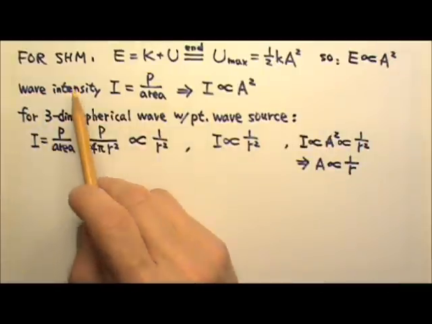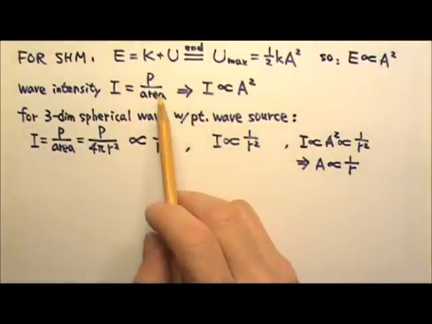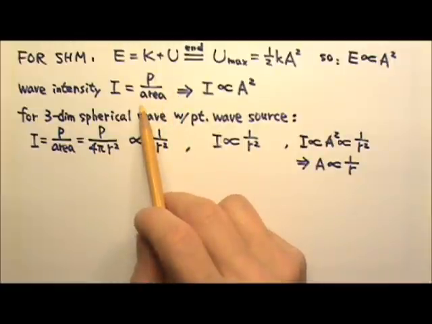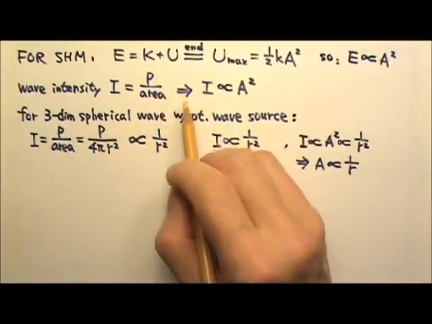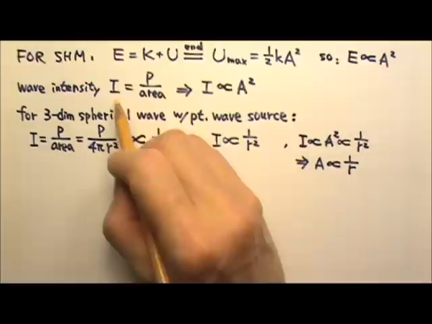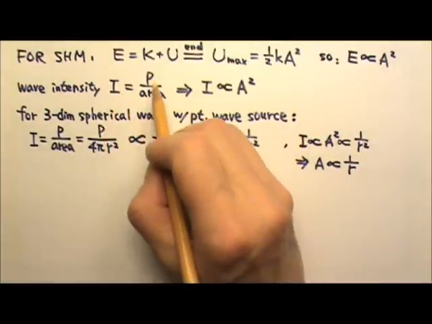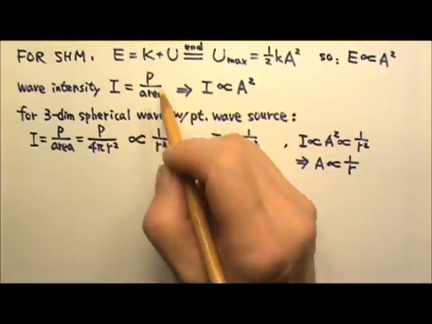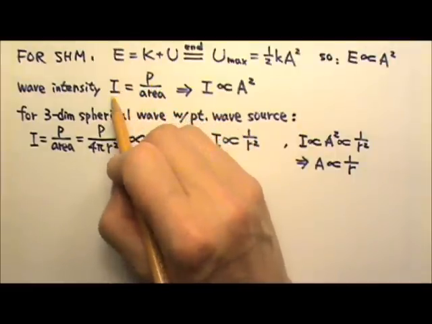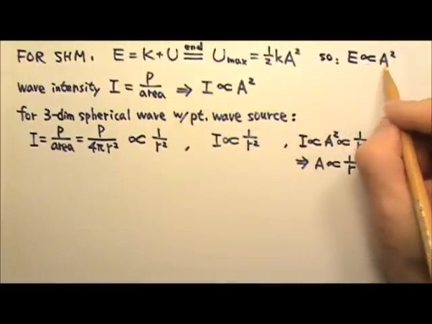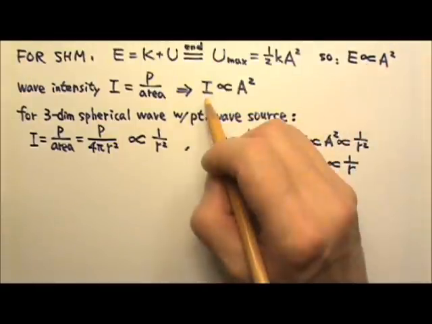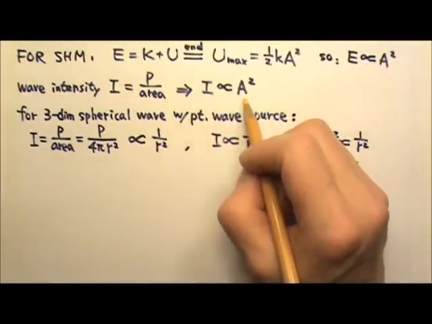For a wave, the wave intensity is defined as the power divided by the area that the wave is spread out onto. So that means the intensity is proportional to the power. Power is energy divided by time. So the intensity is proportional to the energy, and that is proportional to the amplitude squared, so the intensity is proportional to amplitude squared.